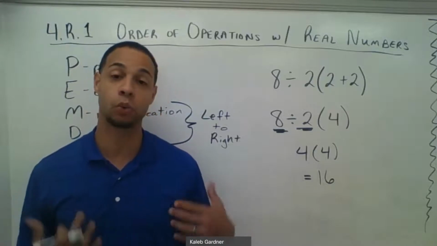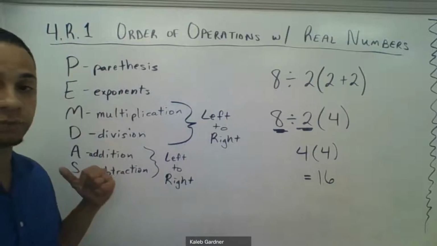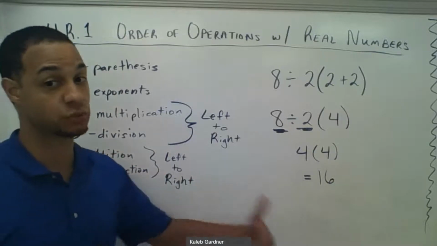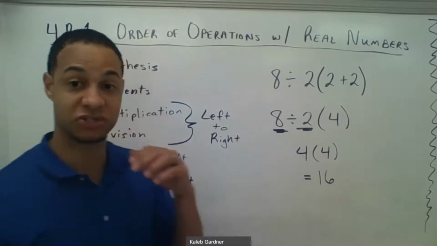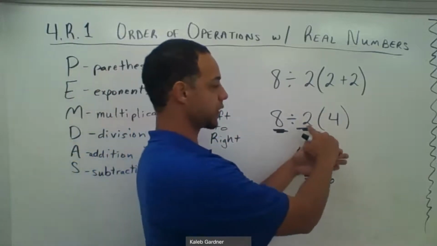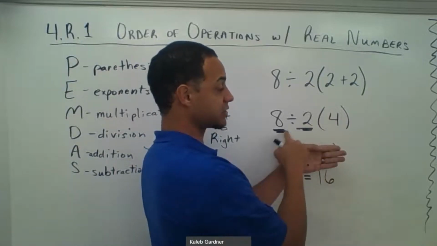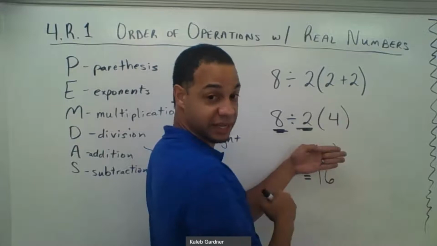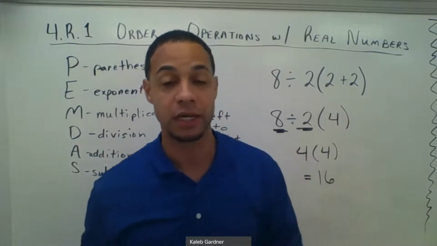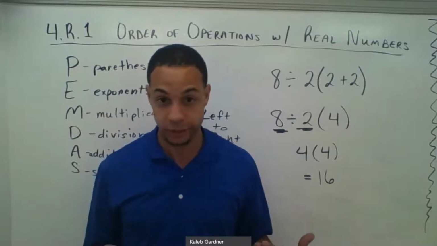A lot of people are getting 1, and let me explain why. Not knowing this rule, that multiplication and division is judged left to right, a lot of people just think multiplication comes first. So right here, they multiply 2 times 4 is 8, and then they would have 8 divided by 8, and 8 divided by 8 is 1. So the two primary answers are either 16 or 1. 1 is not the correct answer.